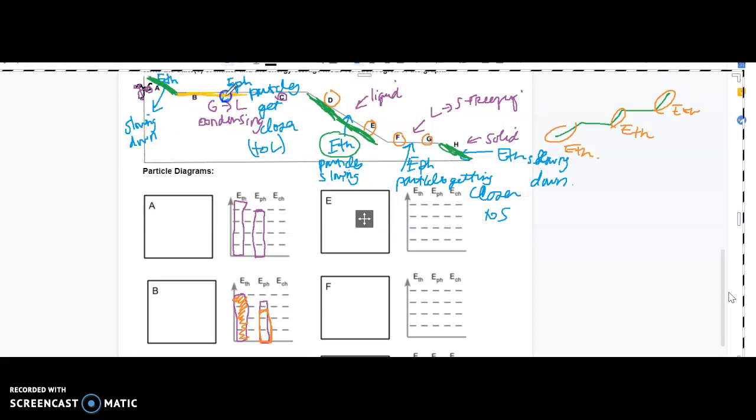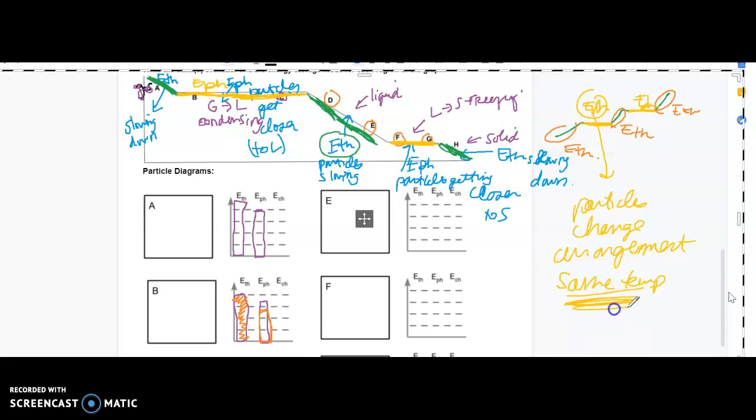All right, on these flat parts, here and here on the plateaus, that's where there's a phase energy change, but the temperature is constant. Same thing here and here. There's a phase energy change, where the particles change arrangement, but they do not change temperature. Same temperature, same wiggly, same everything. The only thing that changes on the flat parts is that the particles are either getting closer or further apart.